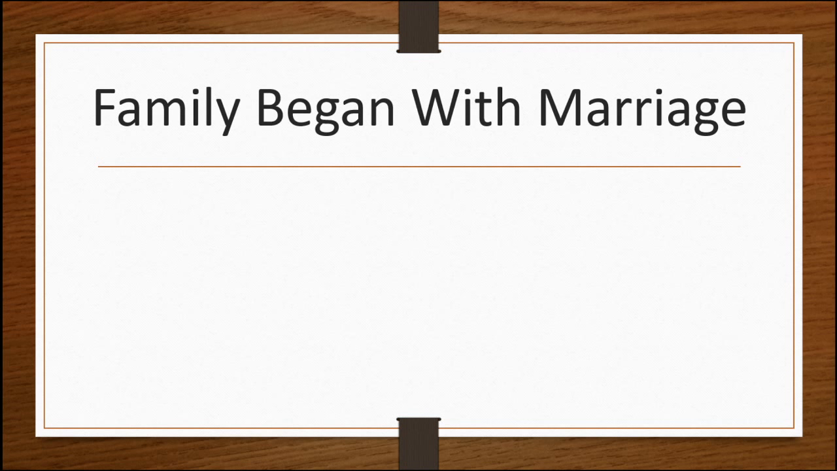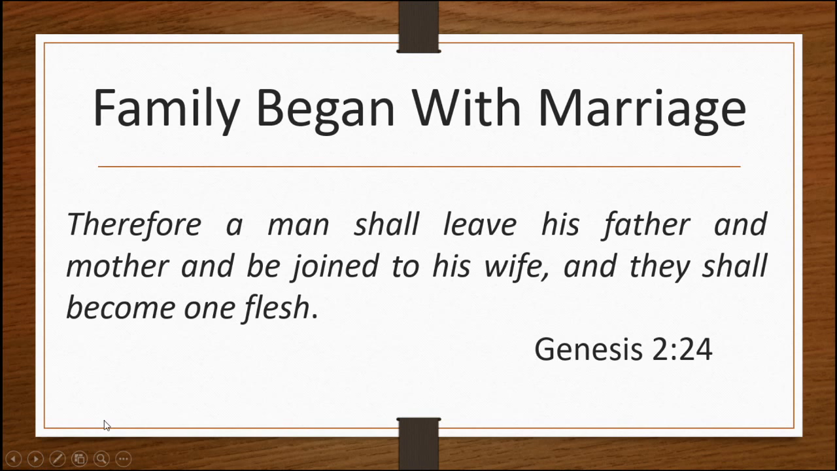Now, I would suggest to you that perhaps the family didn't begin in Genesis chapter 4, but instead began before this, back in Genesis chapter 2, because there God, after having created Eve, taking her out of Adam and creating her, made the following statement, Genesis 2 and verse 24: Therefore a man shall leave his father and mother and be joined to his wife, and they shall become one flesh.